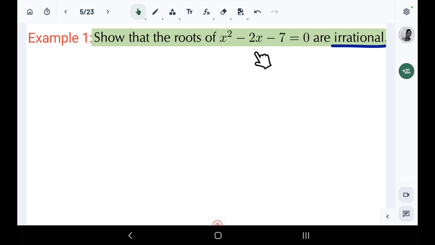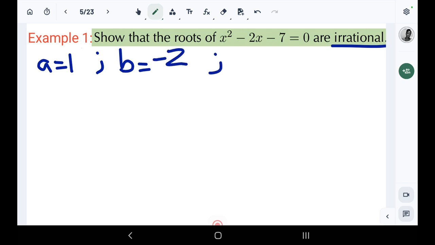Yes, it's in standard format. That's ax squared plus bx plus c. Standard format, yes. Now, let's figure out what a is. A equals 1, that is the coefficient of x squared, and b equals the coefficient of x, which is negative 2. Please make sure that you also indicate the sum of the coefficients, and then c equals negative 7 according to this equation.